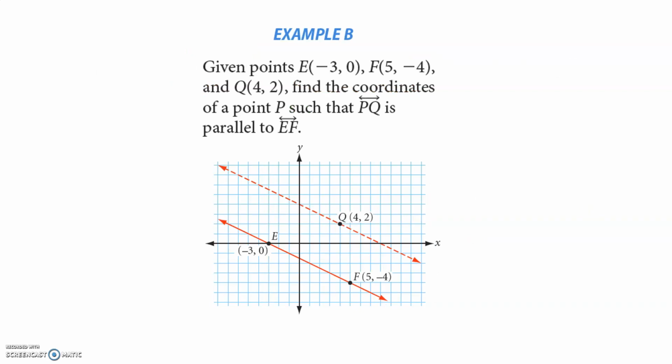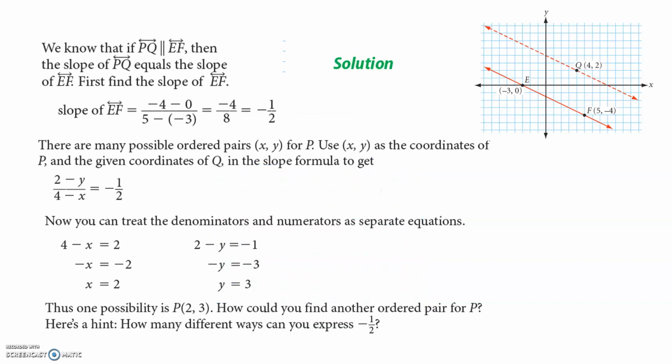This is the second example. You're given 3 points, and you need to find the coordinates of a point P such that PQ, so wherever P is on this line, PQ is parallel to EF. So you want these two lines here to be parallel to each other. Okay, so this is what their solution is.